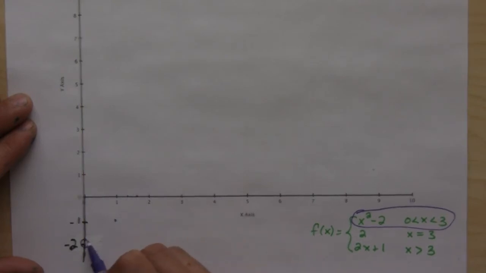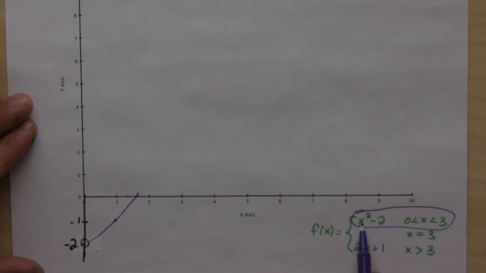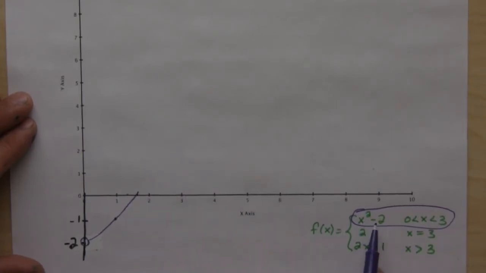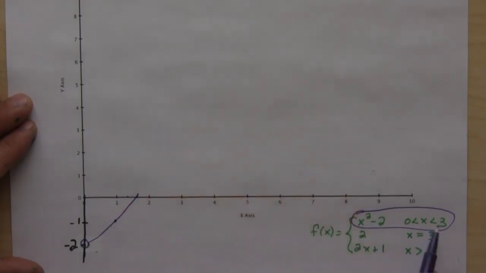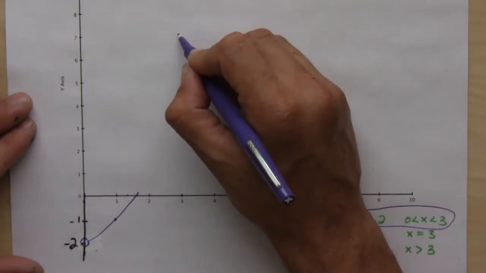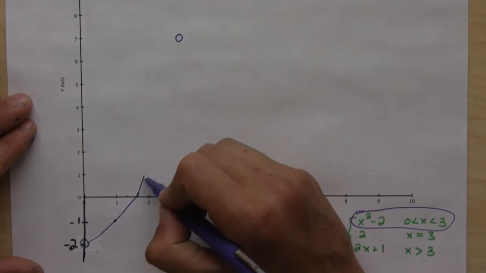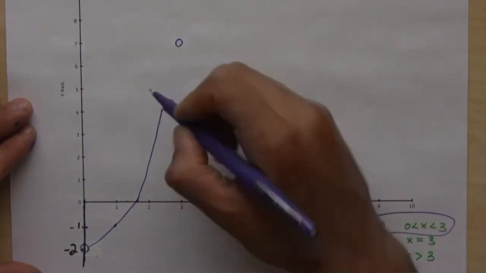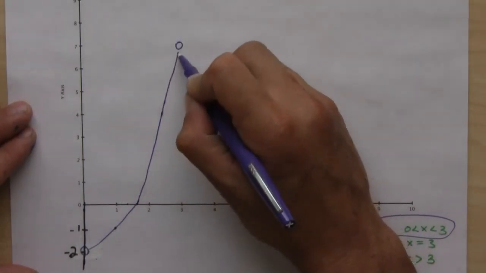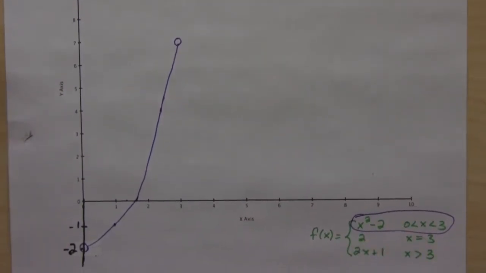So we have this circle, and you'll notice that at 3, if I plug in 3 here to see where it's going to be at x equals 3, we would get 7. But not including the value at 3. So at 3 it's going to equal 7, so I'm going to put an open circle there. And I'm just going to kind of continue on here. Well, that was pretty good. Okay, so that's what that first part looks like.